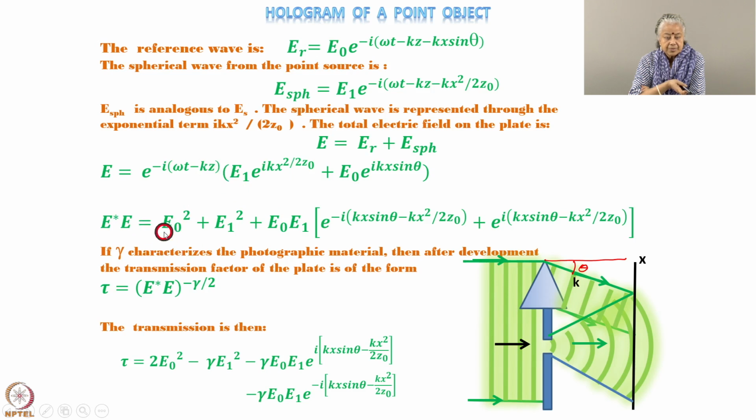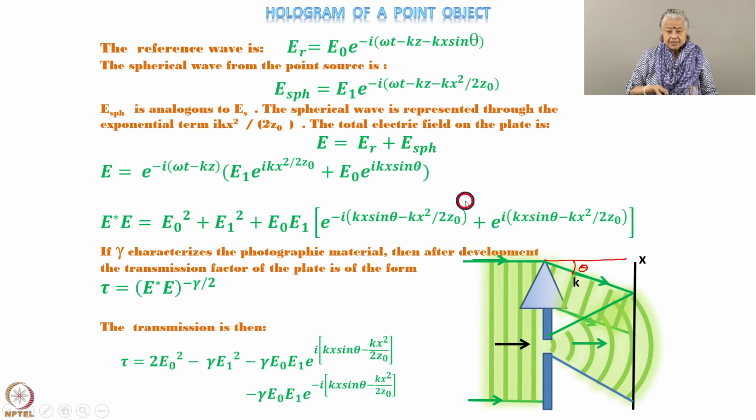E star E will be similar to the plane wave case, the only new part being the spherical part. So, I will get a term which is E0 squared, E1 squared, and then the E0 E1 terms. I have these two terms which both have this spherical phase factor here.